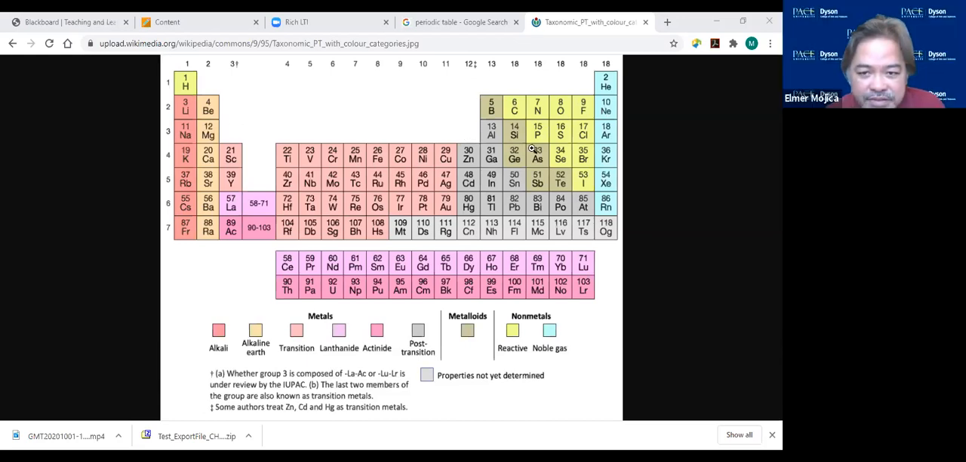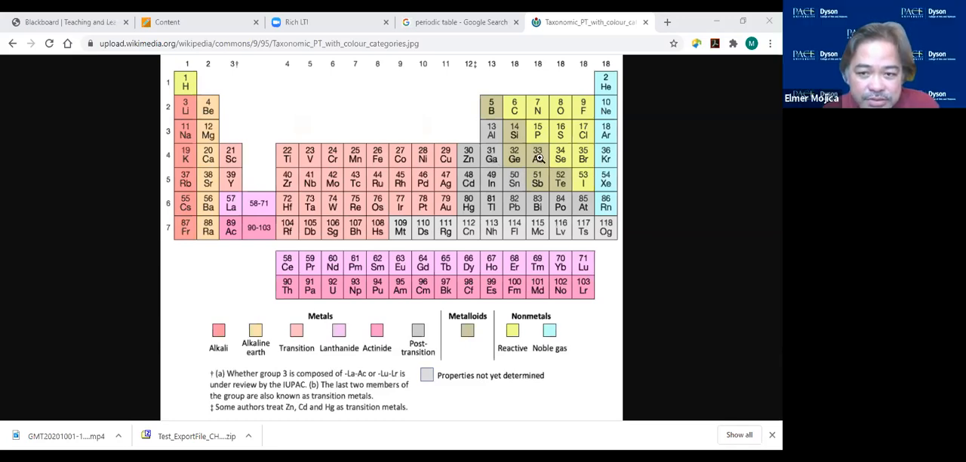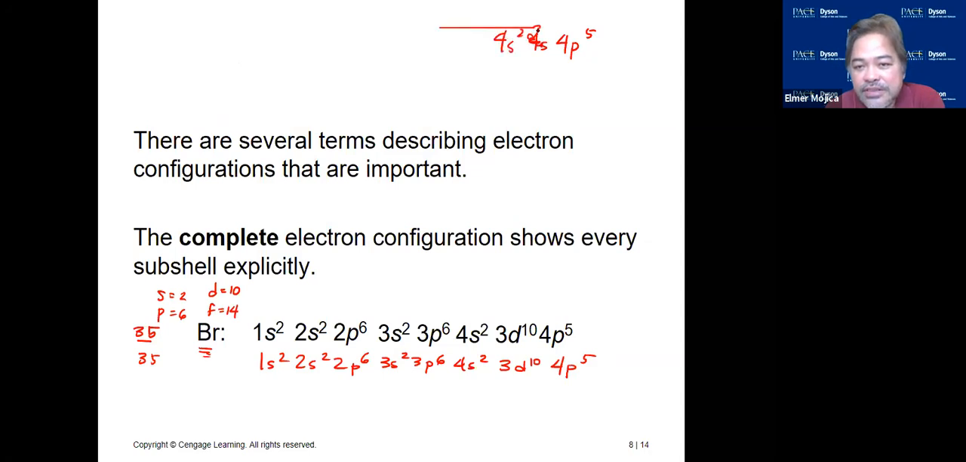So as you can see, this is the 4. This is the s, and this is the p. So you count 1, 2, 3, 4, 5. In that case, you could see the last orbital that you have there is a 4p5. So this is the highest one, and what you're going to do is just fill up anything below it. Before that, you have 4s2, and before that, you have the 3d10.